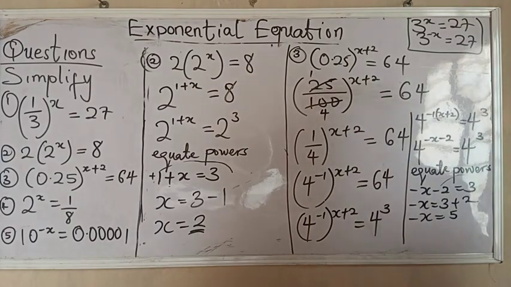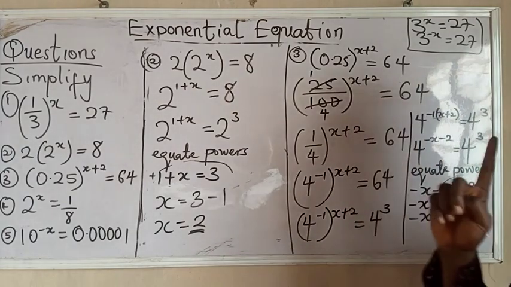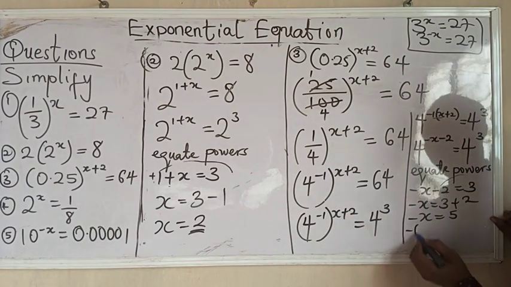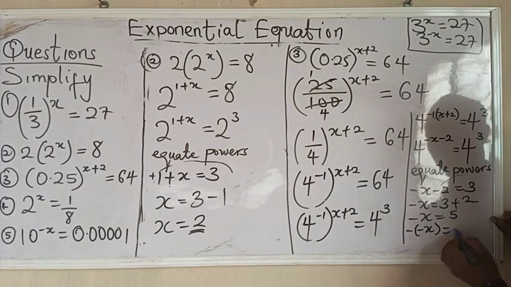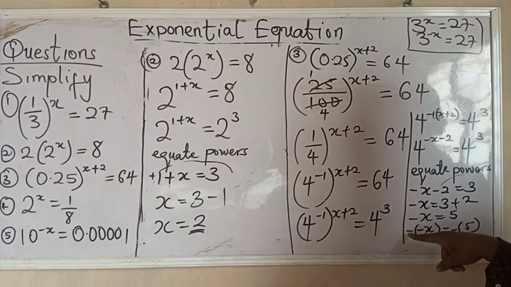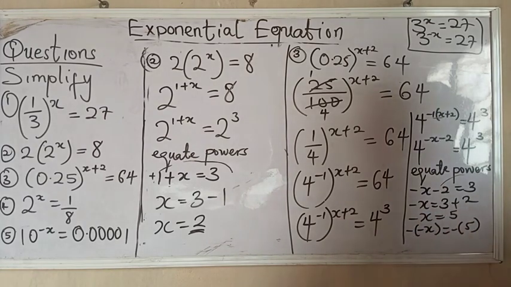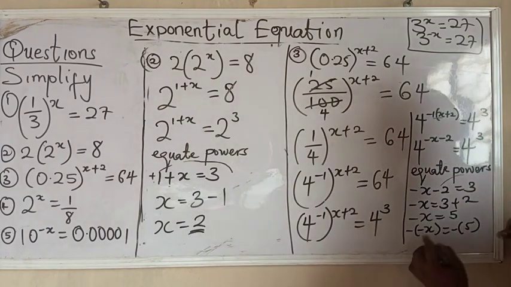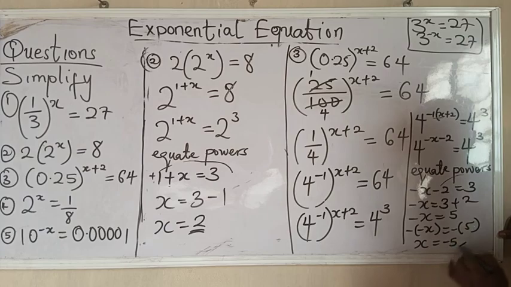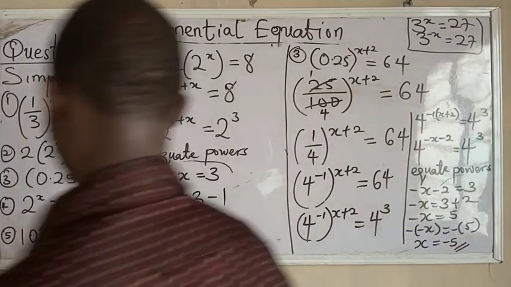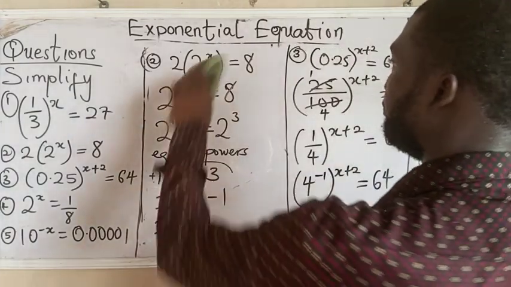However, the question is asking us to find the value of x, not minus x. So what do we do? We multiply both sides by a negative sign. Why do we multiply both sides by a negative sign? Because I know that if I multiply minus times minus, it will give me a positive sign. And let's not forget that the question says find the value of what? x, not minus x. So minus times minus is plus, so it's going to be x equals minus 5. And that is my answer. So let's move on to number 4.